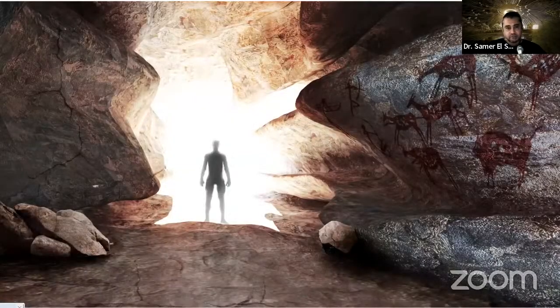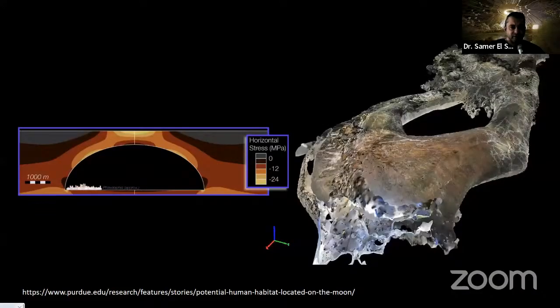Where is the location? Now, if we are talking about the location, historically, mankind used caves as a natural shield against radiation, predators, and every kind of hazard. It is something that we have learned from our ancestors. The cave is actually the first form of shelter that protected human beings from all extreme harsh environments. And the same applies to the moon.